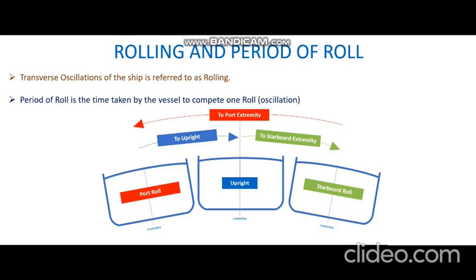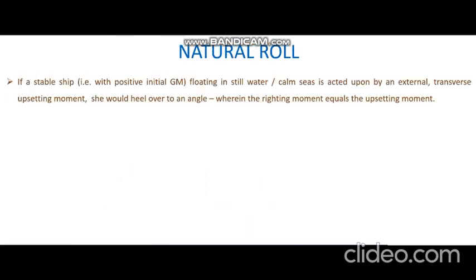Or she goes from one extremity to the other, from port to starboard, and then starboard to port. That is also one roll. So basically, you know what one roll actually means. Either upright to extremity to upright, whichever way you want to take, it has to be one roll. Okay. What is natural period of roll, beta?